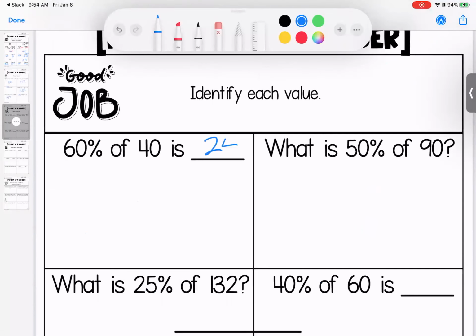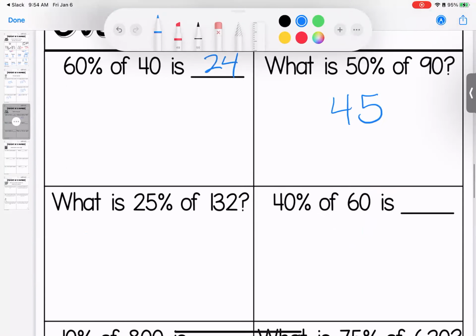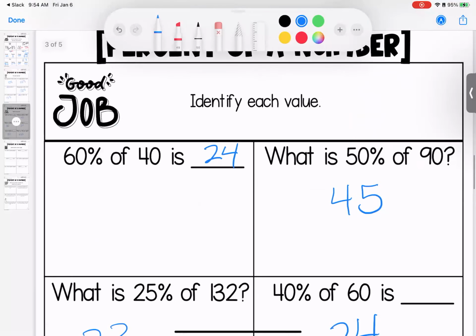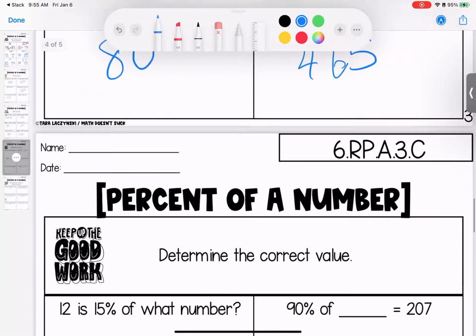60% of 40 is 24. 50% of 90 is 45. 25% of 132 is 33. And 40% of 60 is 24. 10% of 800 is 80. And 75% of 620 is 465. Remember with these, when we're just doing percent of a number, 60% of 40, of means multiply. This is why we worked so hard last week on how to do a percent to a decimal, because we were going to need it this week. Okay? Questions? Bring them to class.